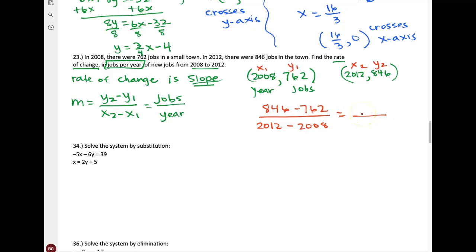So let's subtract those top numbers. 846 minus 762 gives me 84. So the difference in the number of jobs over the 4 years was 84 jobs, right? It increased 84 jobs. But over 4 years, right, 2012 minus 2008 is 4. So then I just need to divide those to find what my rate of change is per year. And so that means that there's 21 new jobs per year. That's what we found there. Any questions on that?